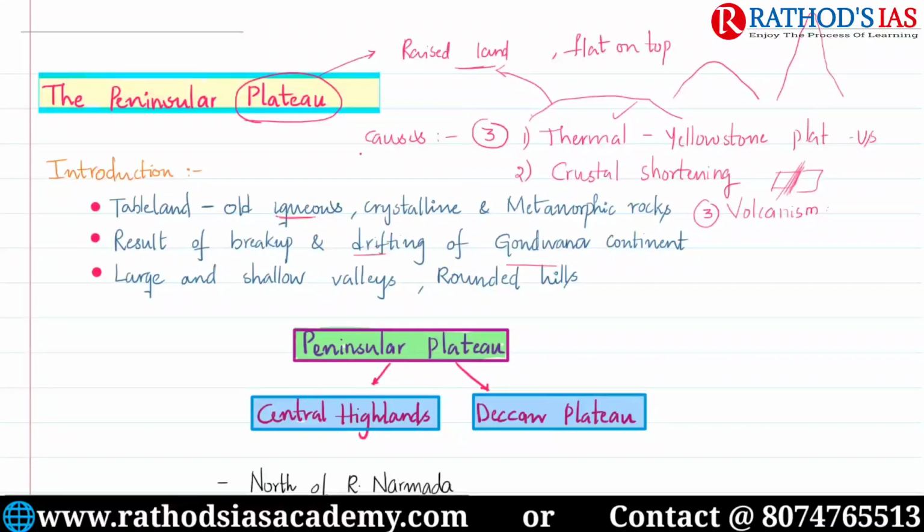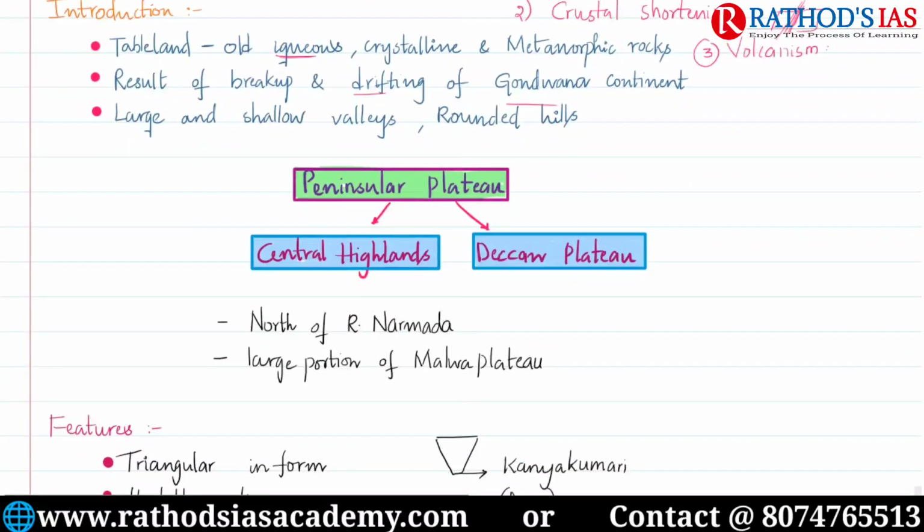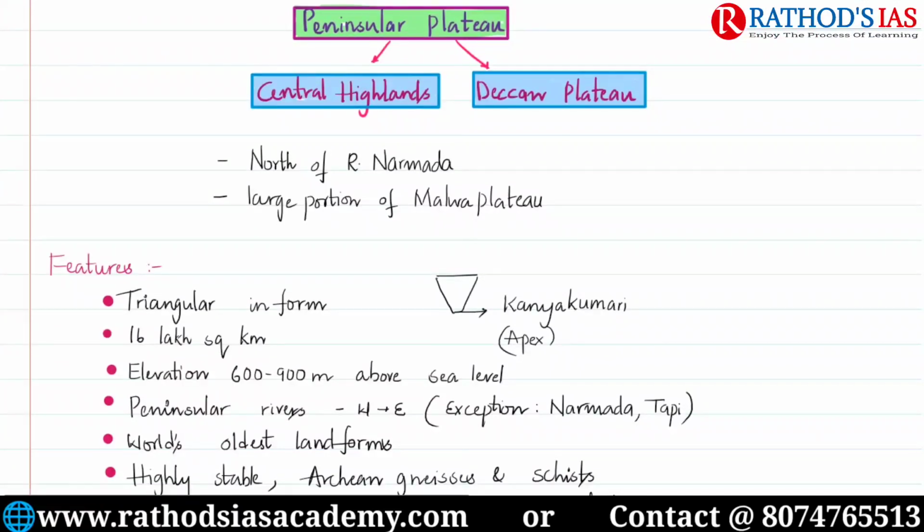The Peninsular Plateau is mainly divided into two parts: the Central Highlands and the Deccan Plateau. The Central Highlands are present north of the River Narmada, and the area south of the River Narmada comes under the Deccan Plateau. In the Central Highlands, a large portion of the Malwa Plateau comes under this region.